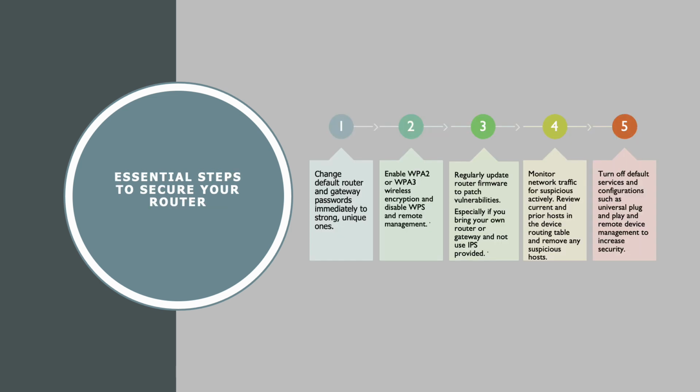So the essential steps you need to take to ensure good router security: you need to change the default password in the gateway immediately. Do that before anything else. You need to put in WPA2 or WPA3 encryption. You need to regularly update the firmware and monitor network traffic for suspicious activity, review your current and prior hosts and the routing table and remove any suspicious hosts, and then turn off your default services and configuration like Universal Plug and Play and remote device management. That will ensure that you have good router security.